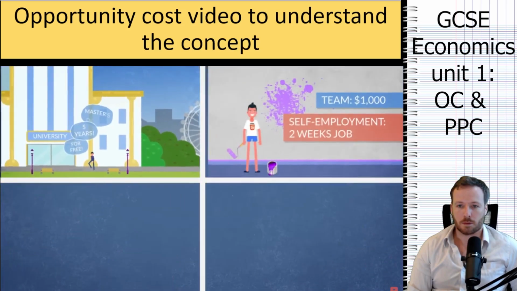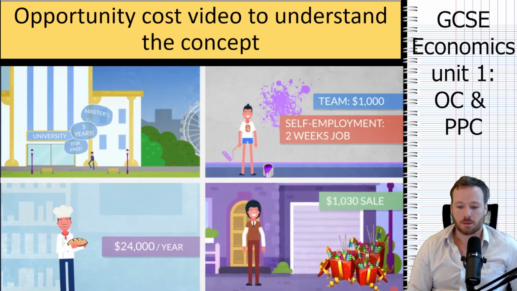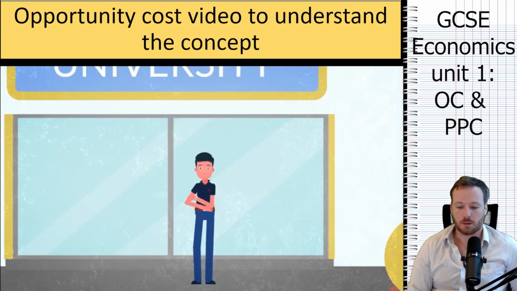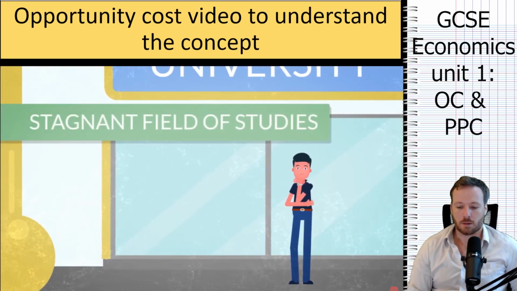On the surface, it seems that each of these people have made a profit. The student acquired education for free, the freelancer saved $1,000, the baker earned $24,000, and the last man sold fireworks with a 3% profit. But let us look at this from another perspective. 1. The student chose a stagnant field of studies. Employers will not need his knowledge after his graduation, so he will probably have to apply for a job without any higher education requirements.